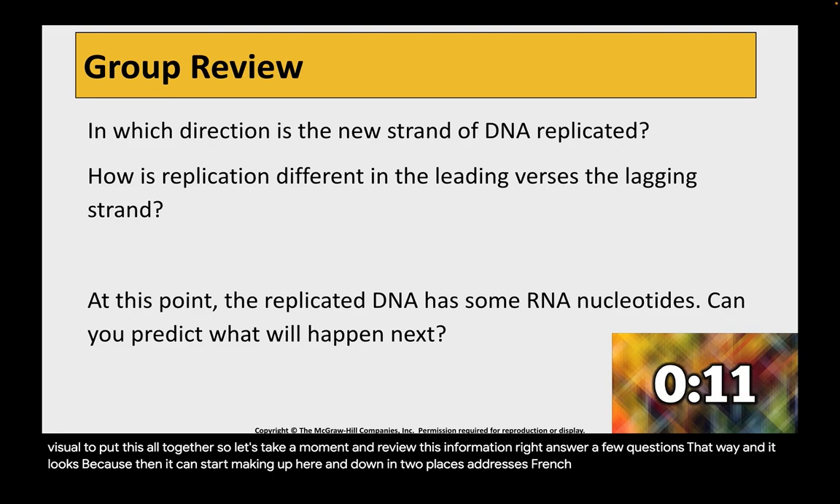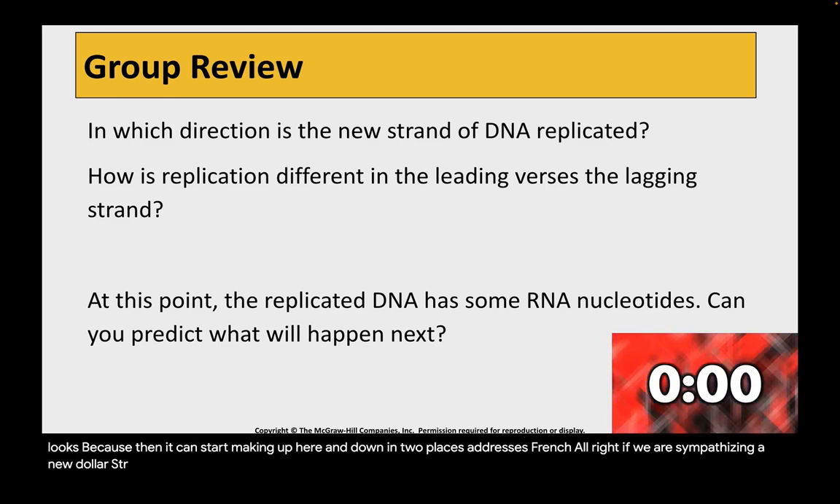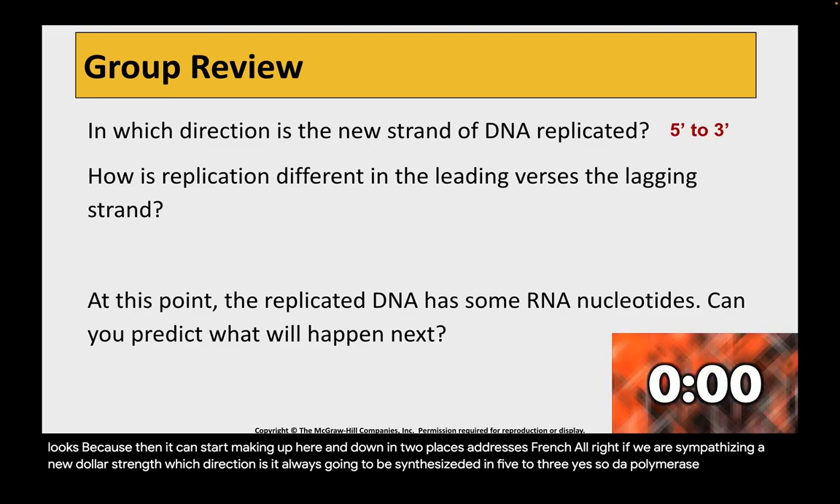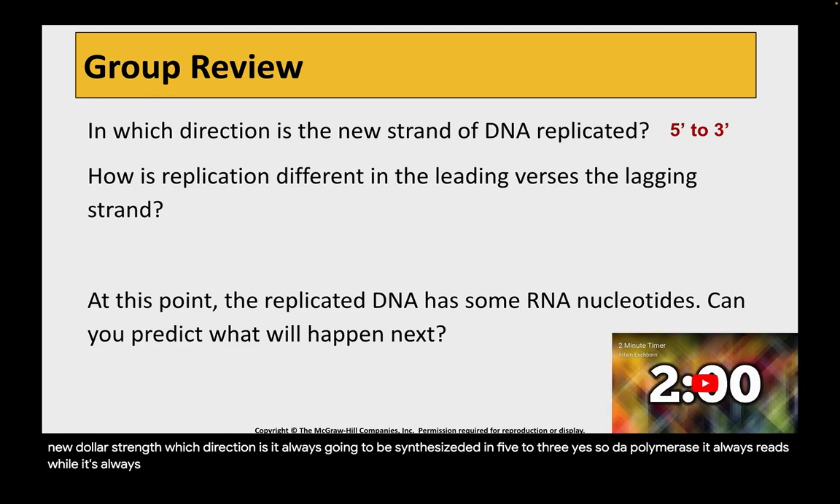No, actually, it's fine. RNA primers replace DNA. All right, we are synthesizing a new daughter strand. Which direction is it always going to be synthesized in? 5 to 3, yes. So DNA polymerase always builds 5 to 3. It might be reading the template strand 3 to 5, but it's always building in the 5 to 3 prime direction, right? Always from 5 to 3.